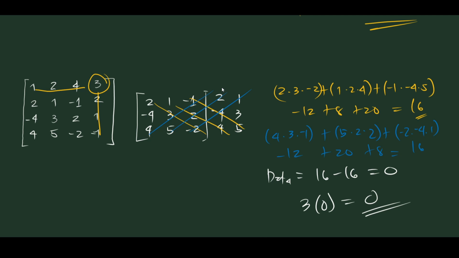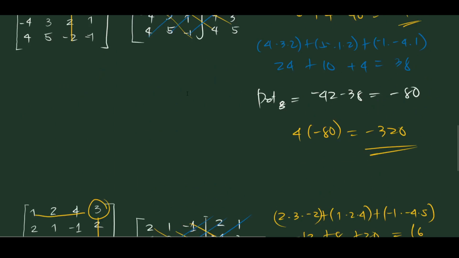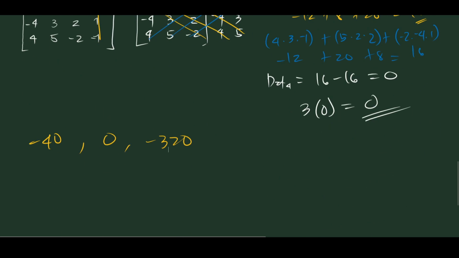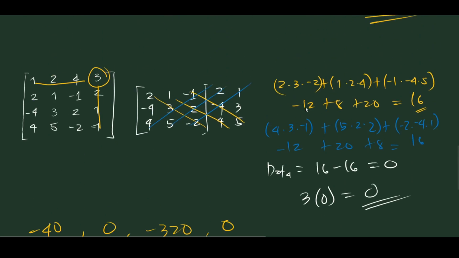Let's take note of all of these. What do we have so far? The first one is negative 40, followed by 0, followed by negative 320, right? And then we have another 0. So what are we going to do with all of these?